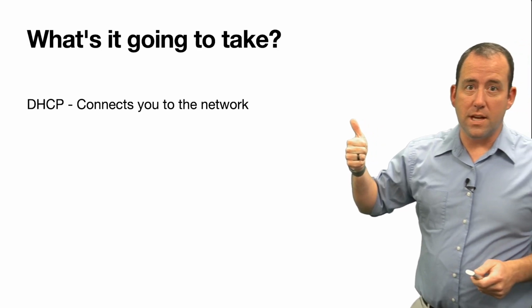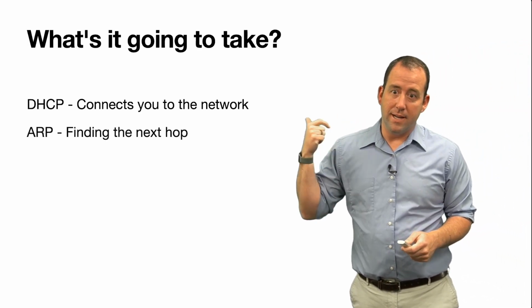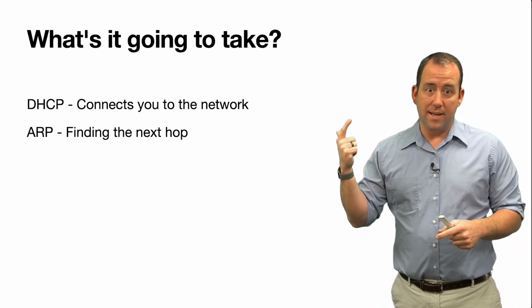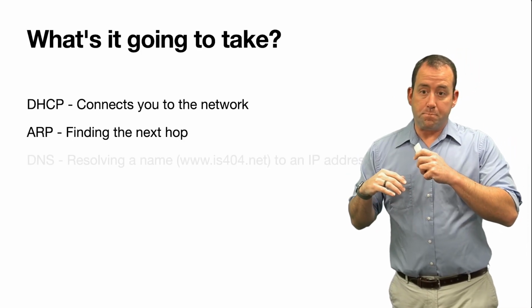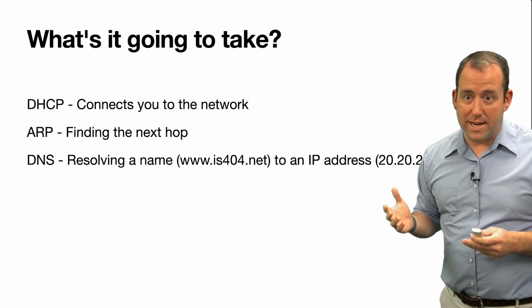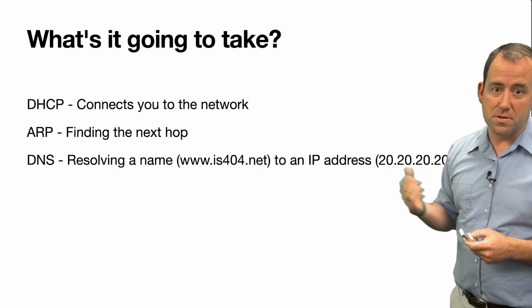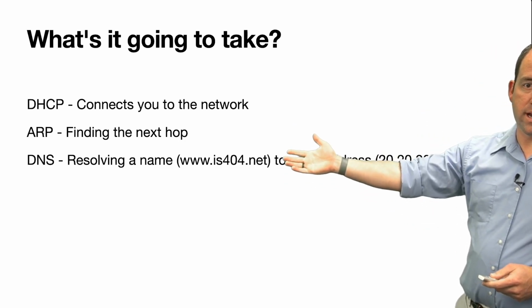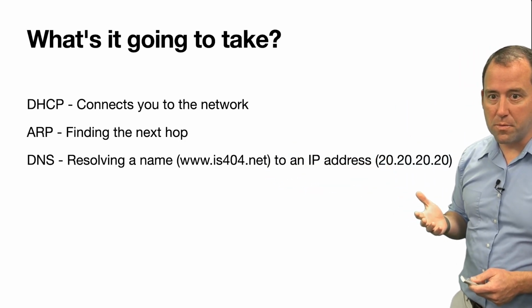First, we have to do DHCP, the Dynamic Host Configuration Protocol, to connect us to the network. Next, we're going to have to do some ARP, Address Resolution Protocol, to find the MAC address of the next hop of all of our packets. Then we're going to do some DNS, resolving that name of www.is404.net into an IP address. This IP address is still a mystery to us, so we are going to have to type in www.is404.net and get to the website that we want to go to.